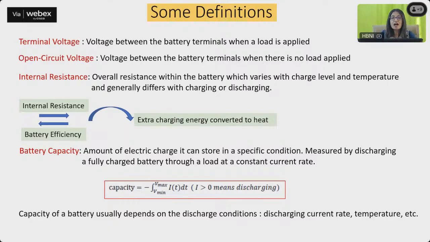Battery capacity is the amount of electric charge it can store in a specific condition. It is measured by discharging a fully charged battery through a load at a constant current rate. So you see the capacity of a battery is given by this particular equation, where it is a function of I dt, integrated from your minimum voltage to the maximum voltage. The capacity of a battery depends on the discharge condition, discharging current rate, temperature, etc.